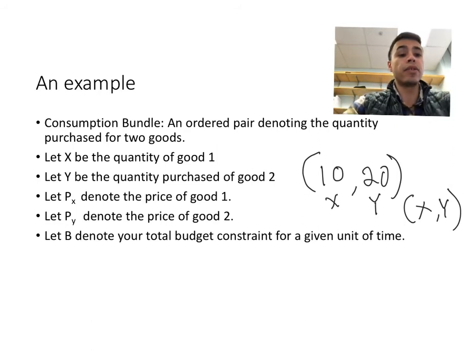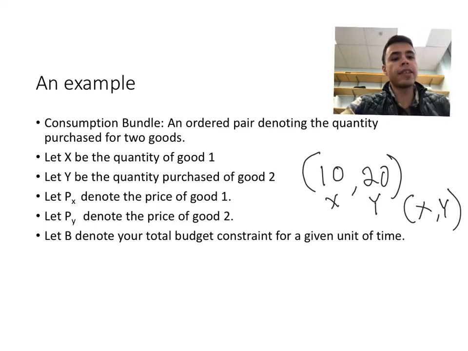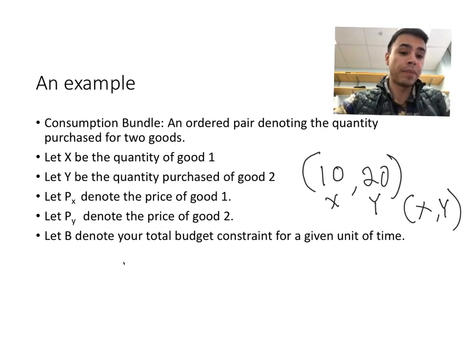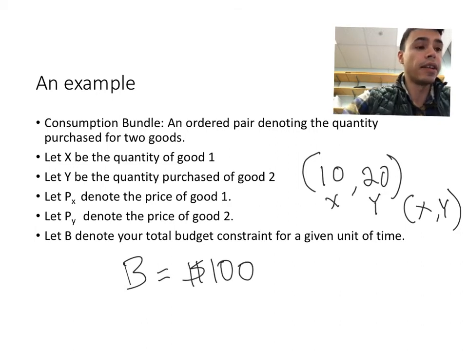And then let PX denote the price of good 1, the price of X, and let PY denote the price of good 2, the price of Y. And then lastly, let B denote your total budget constraint for a given unit of time. So B, for example, might be $100 to spend on good X and good Y in a given week. And good X and good Y are both things that you need and like, bread and cheese, as an example.